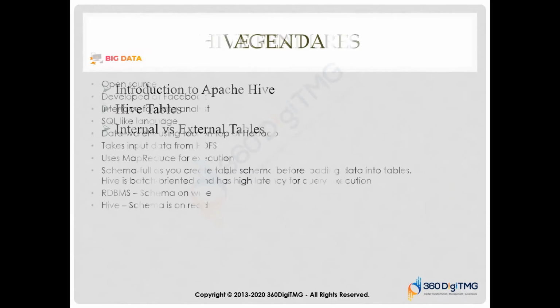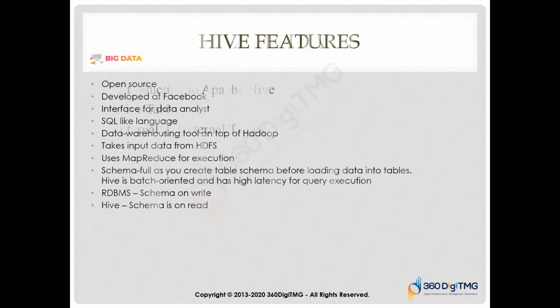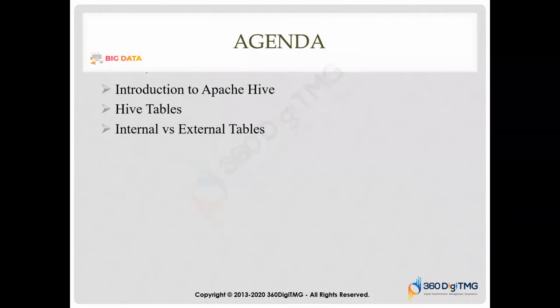So Hive, these are the features. Apache Hive is an open source system. It was developed by Facebook. Now when we talk about big data, let me just take a step back. We're talking about big data here, right? Big data basically is explained by the V's. By now, I think most of you know this.